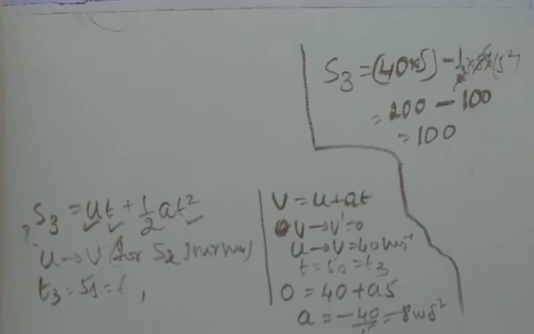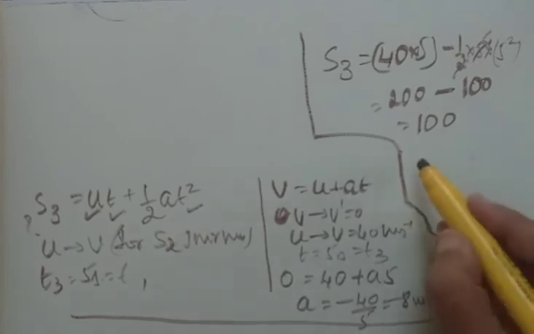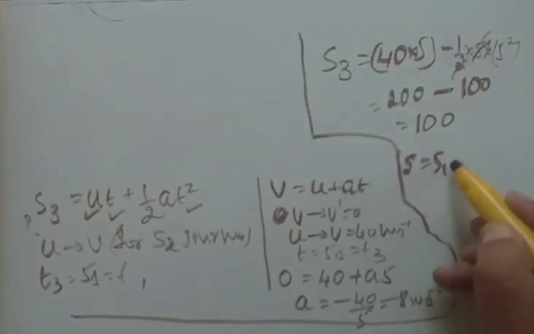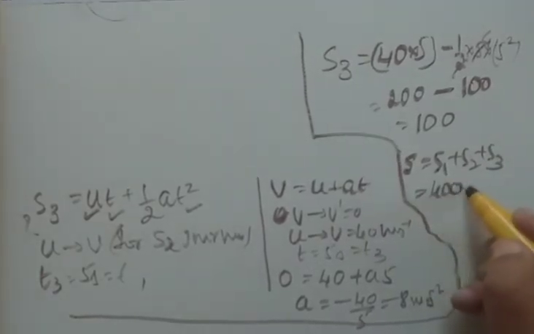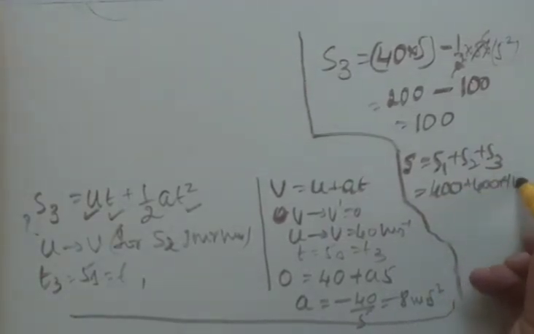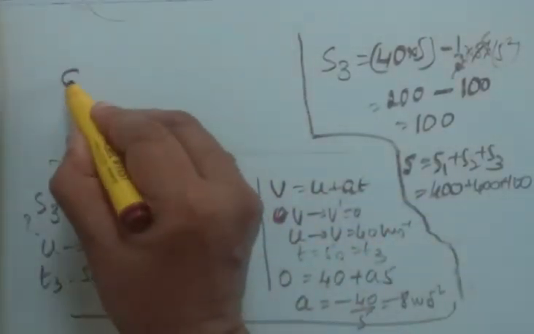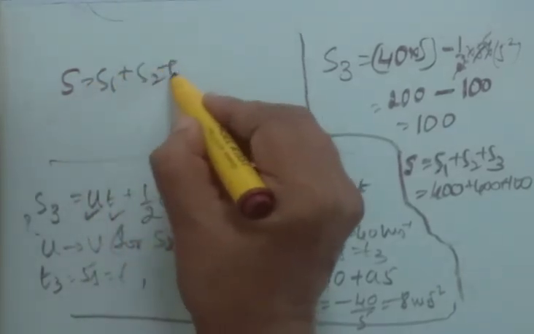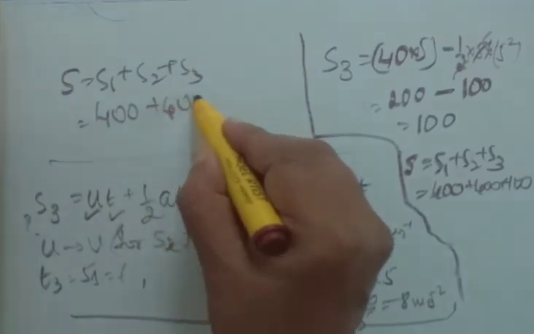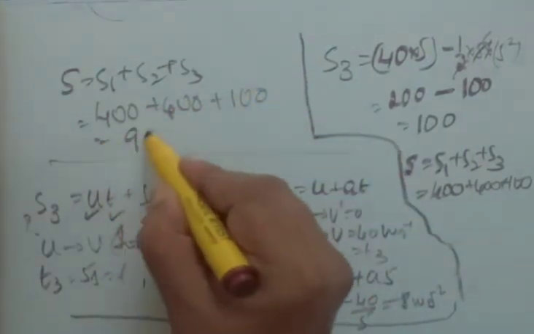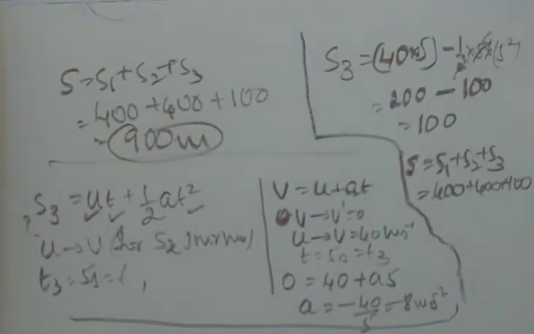Now what is the total distance? We calculate it. I write the total distance here at the end. S is equal to S1 plus S2 plus S3. It is 400 plus 400 plus 100. Let me write that here if you cannot see that. S is S1 plus S2 plus S3, 400 plus 400 plus 100, which amounts to 900 meter. So that is the final answer, the total distance traveled.